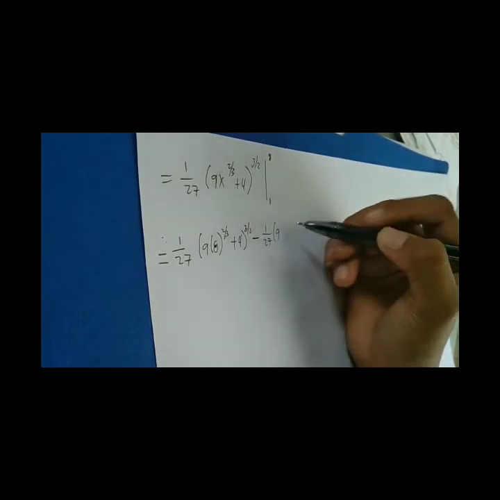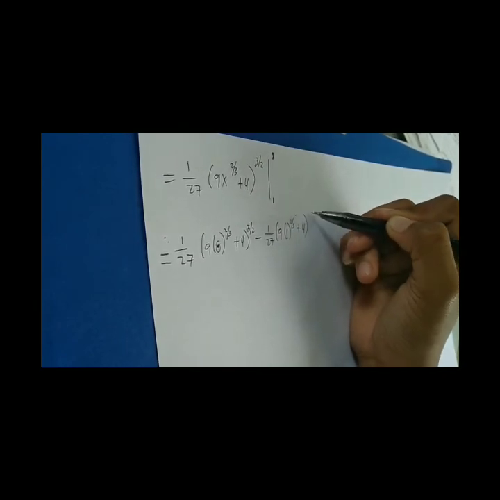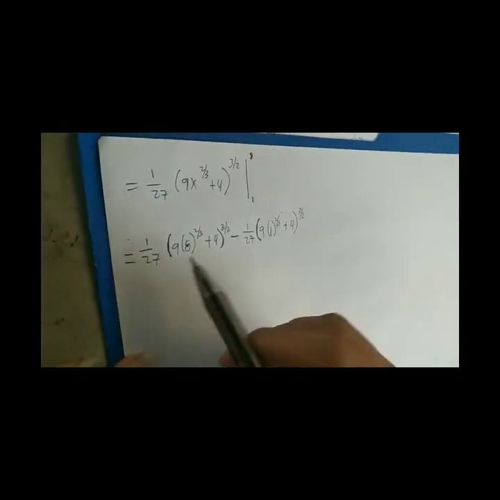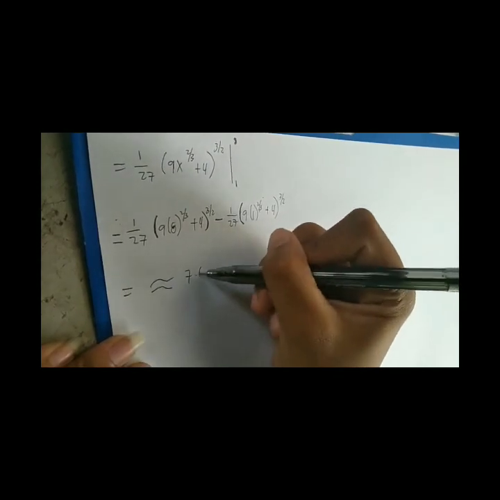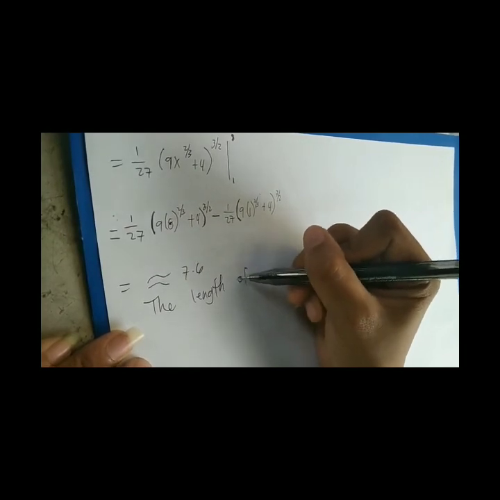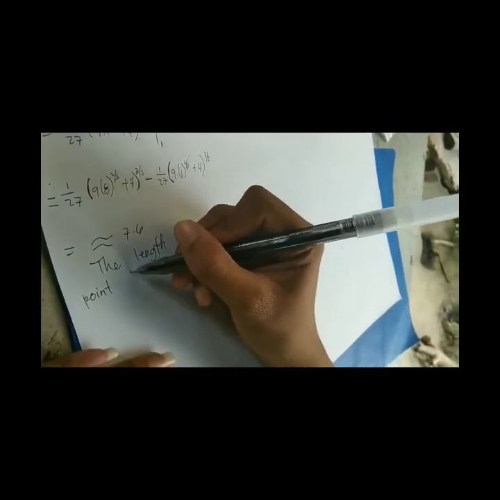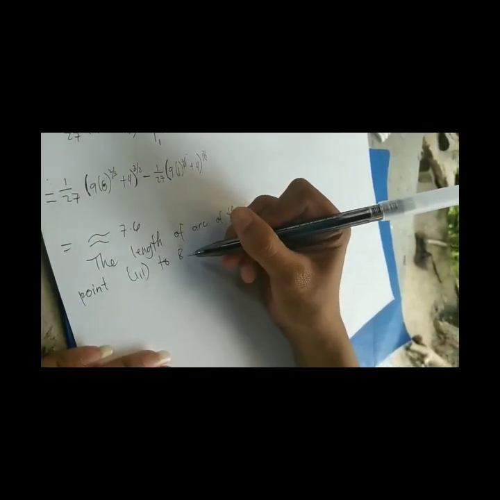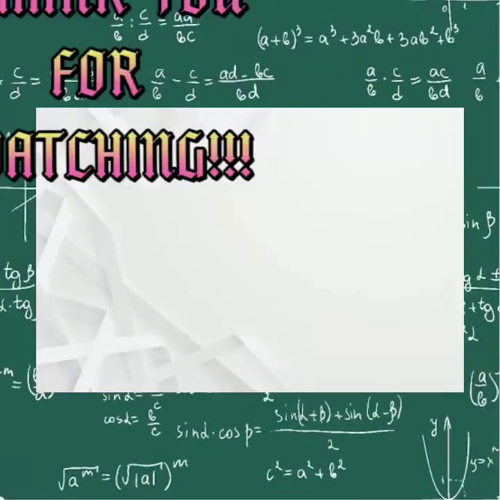Now we evaluate 1: 9 times 1 raised to the power of 2/3 plus 4, raised to the power of 3/2. For this operation, we can use a calculator. So the final answer is approximately 7.6. So the length of the arc of the curve from the point 1 to 8 is 7.6.